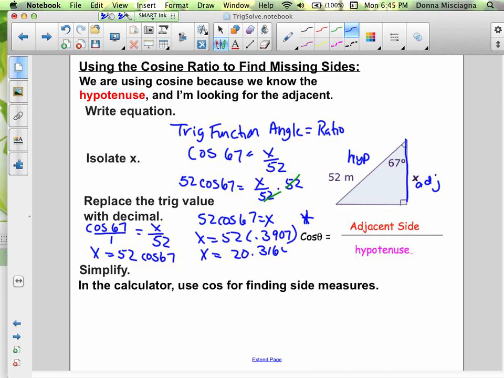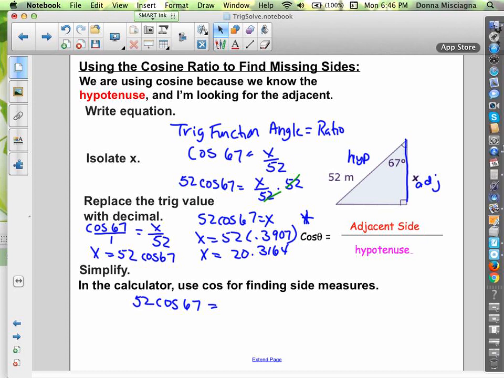We're solving for a leg, so we know it's got to be smaller than the hypotenuse. Now in the calculator, you would simply type in 52 times cosine 67. If, of course, your calculator is backwards, then you may have to type in 67 first, then cosine, and then times 52. And that's exactly what I'm going to have to do, but that's okay.